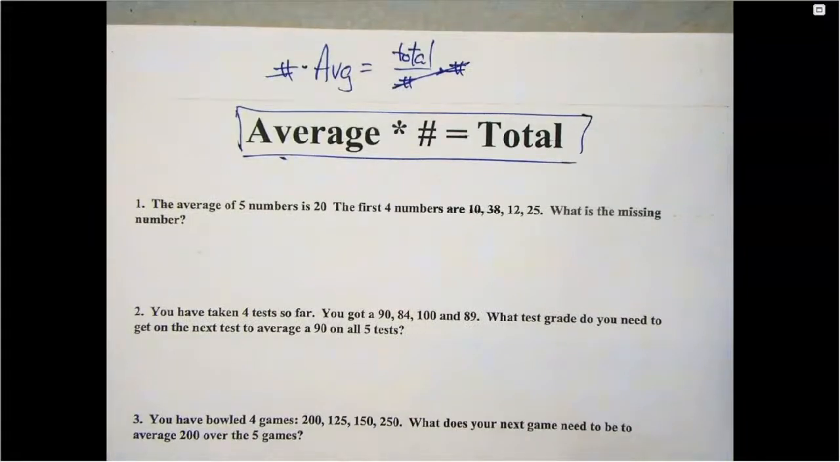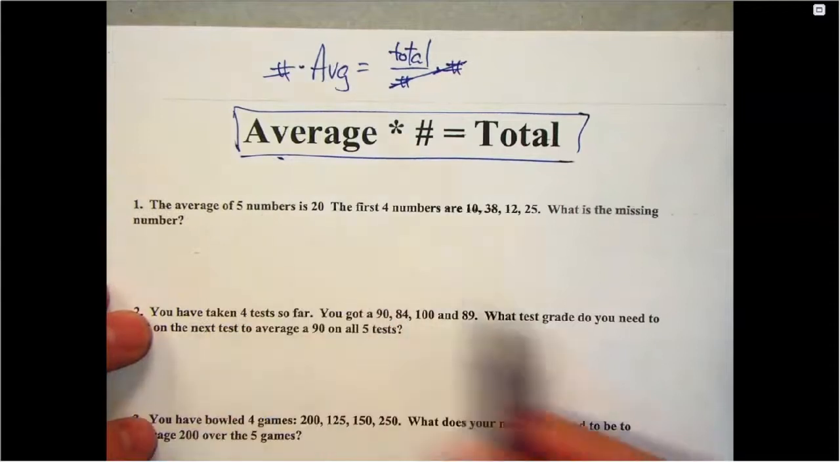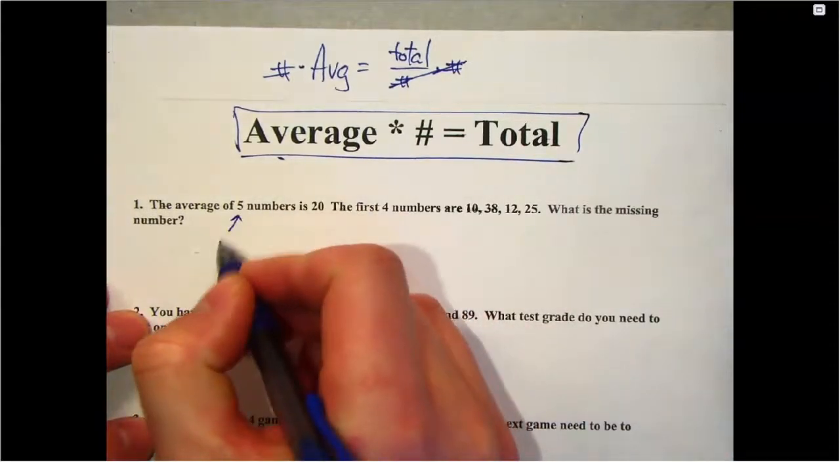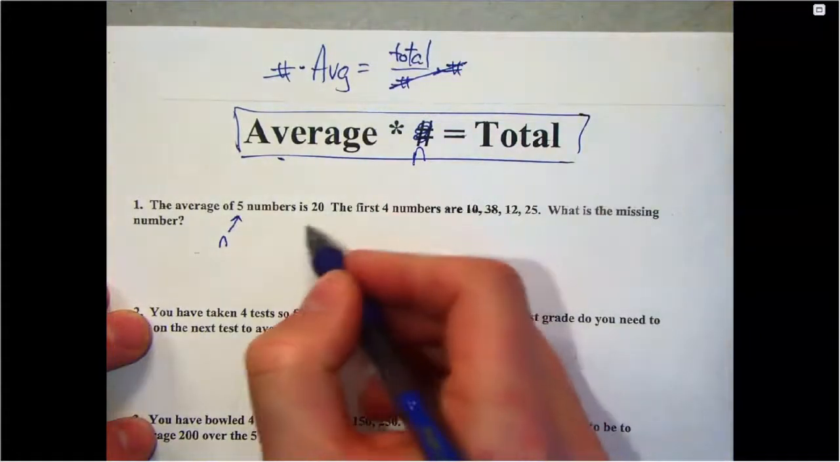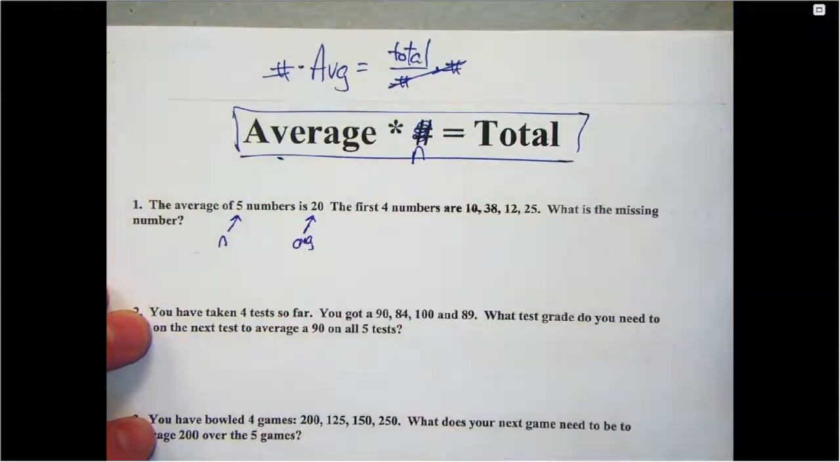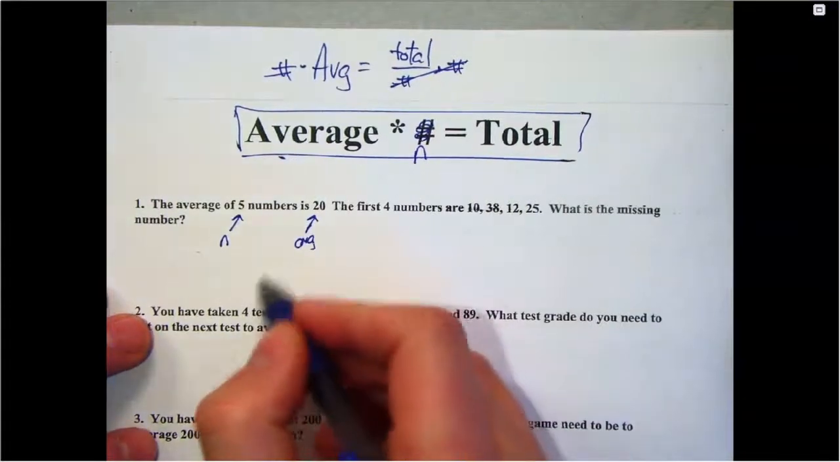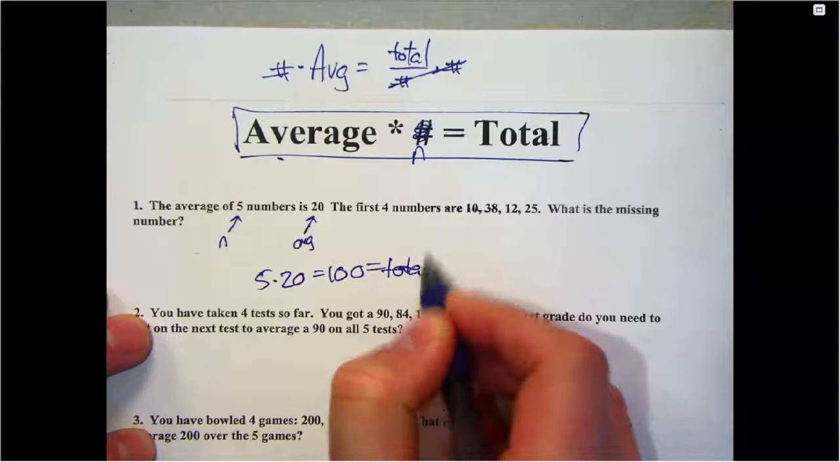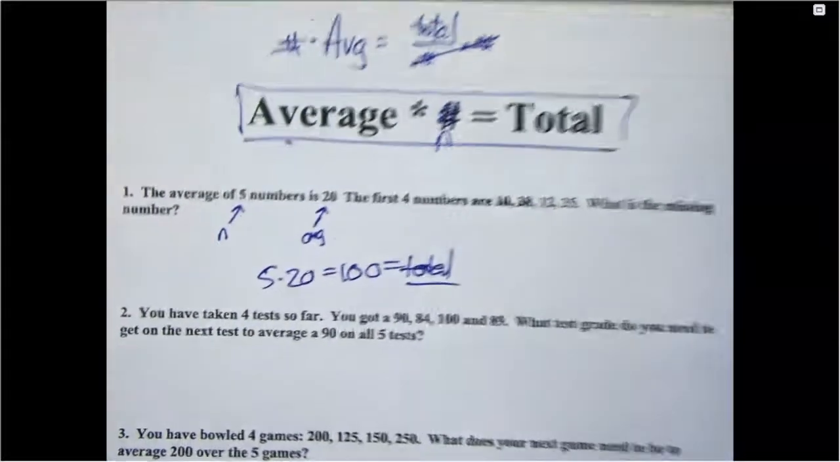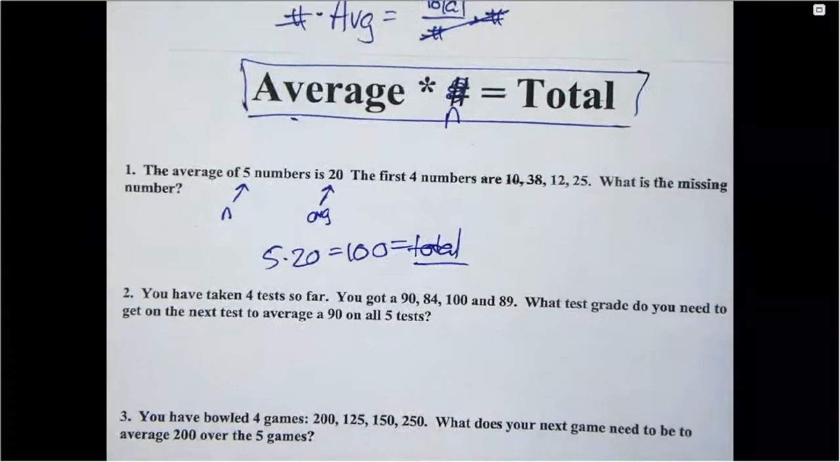So like if I look at number 1, the average of 5 numbers is 20. So that's my n. That's my average. If I multiply those two things together, 5 times 20 is 100. That gives me my total. I know that if I add up these 5 numbers, I'm going to get 100 because the average is 20.